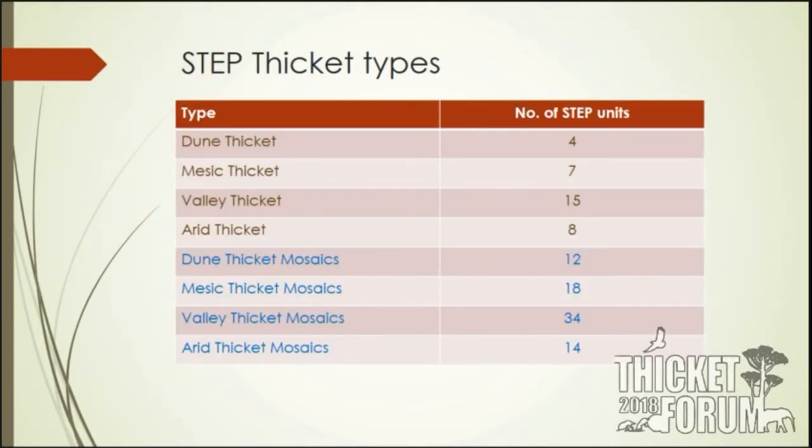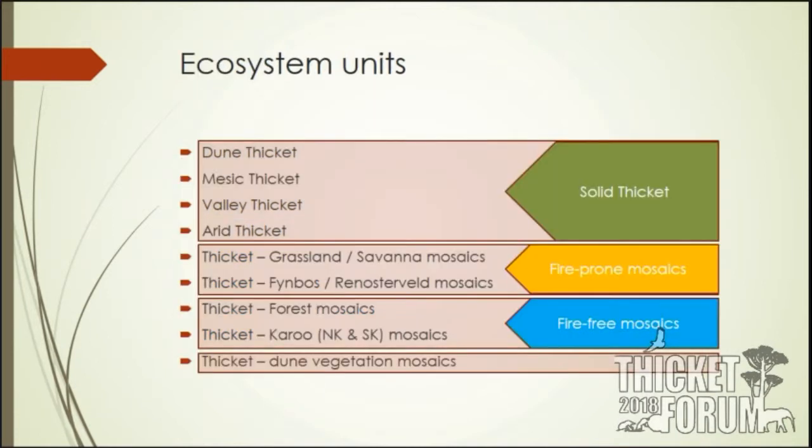Right, so the STEP thicket types, if you assign them to each of those 8 units that came out of the original functional classification of STEP, you can see that they spread quite nicely across those 8 units. And so you get the 4 solid thicket units at the top, then you've got these 5 mosaic units. 2 of them are fire-prone mosaics, and then 2 of them are fire-free mosaics, and then we've got this dune mosaic at the bottom.